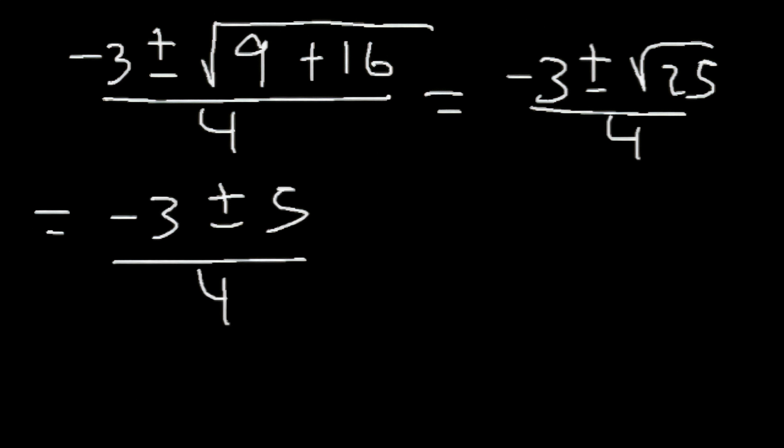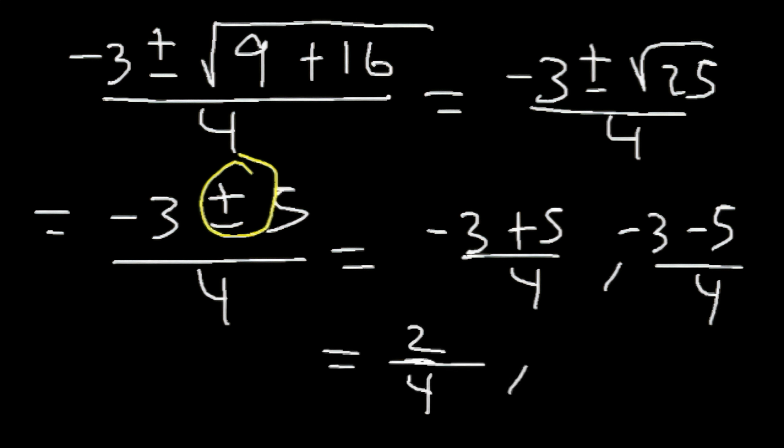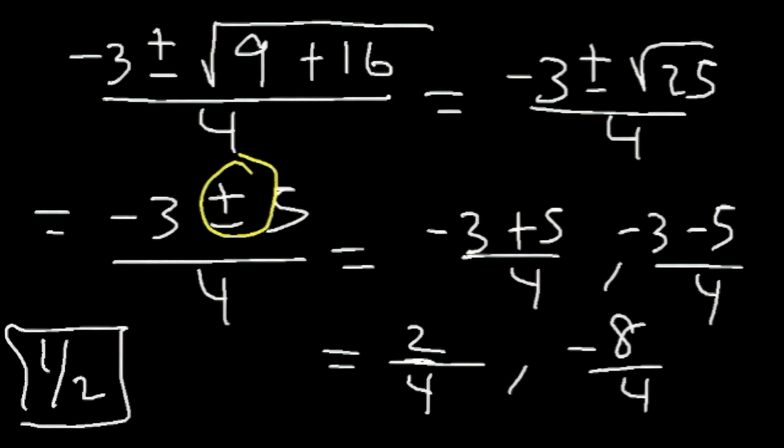So right now we could separate this into two equations. Negative 3 plus 5 divided by 4, and negative 3 minus 5 over 4, because we have a plus and minus. Negative 3 plus 5, that's 2, so it's 2 over 4, and negative 3 minus 5 is negative 8. 2 over 4 is the same as 1/2, which is the first answer that we have. Negative 8 over 4 is negative 2. That's the second answer. So if you're having difficulty solving it, you can always use the quadratic equation to get the answer.